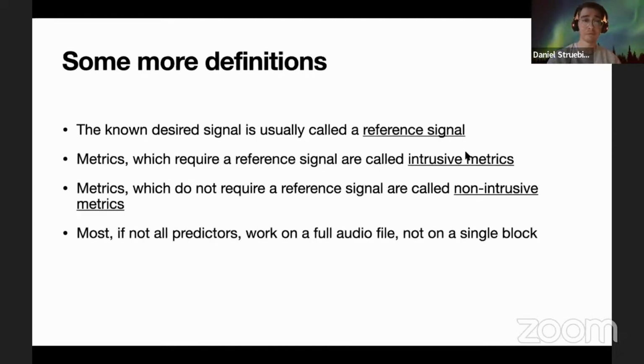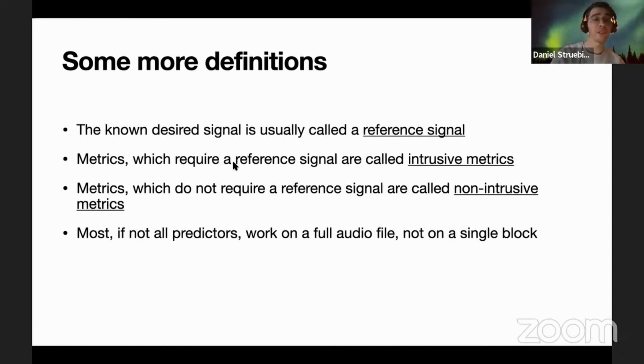The other thing, and this is where the reference signal comes into play, is that there are some more definitions that I would like to add for completion. The known desired signal, so what you want to achieve, is usually called a reference signal. Reference signifying an upper bound that you could possibly imagine to achieve with a certain processing step.